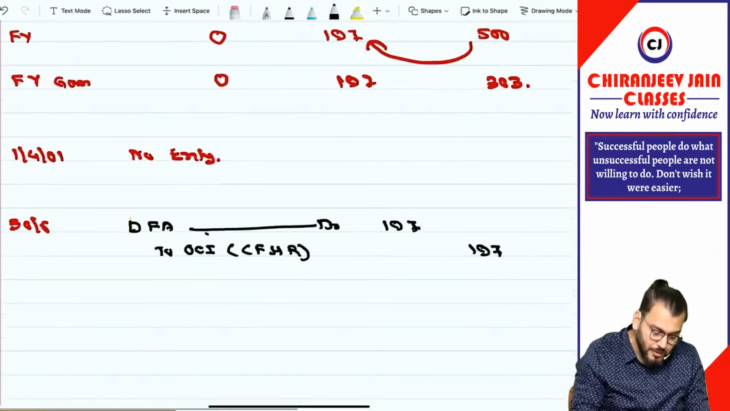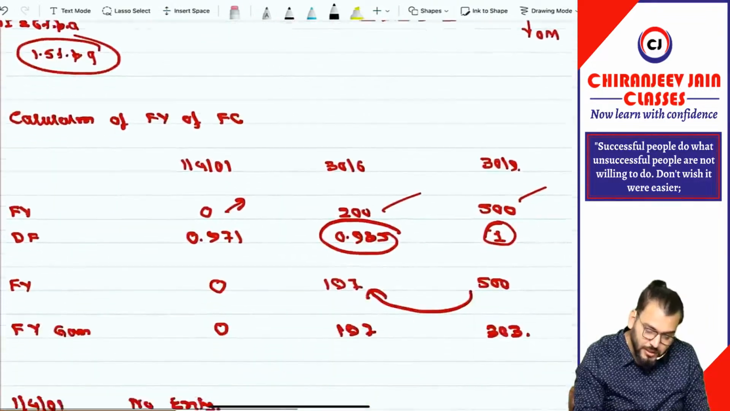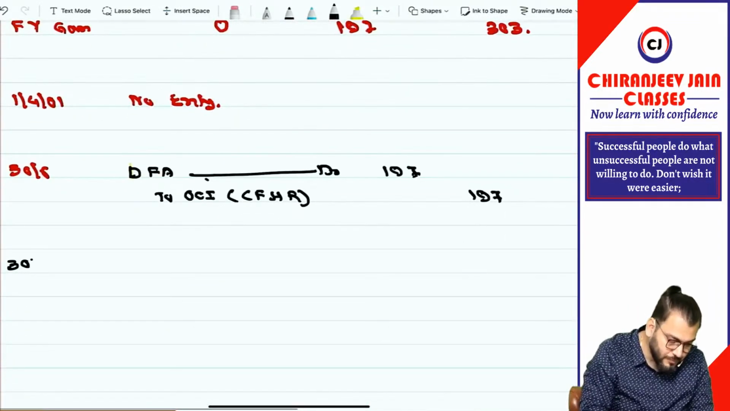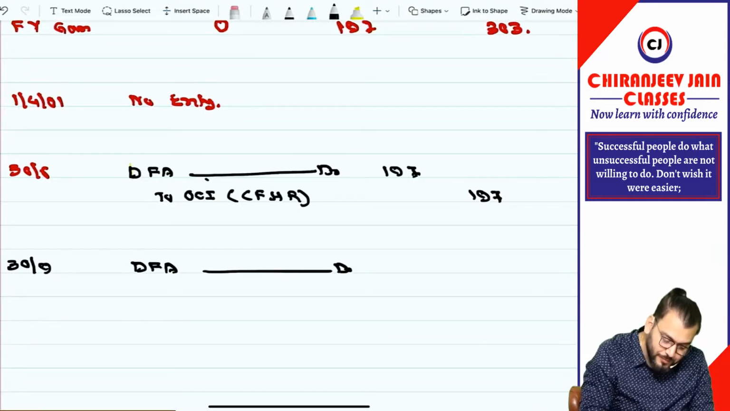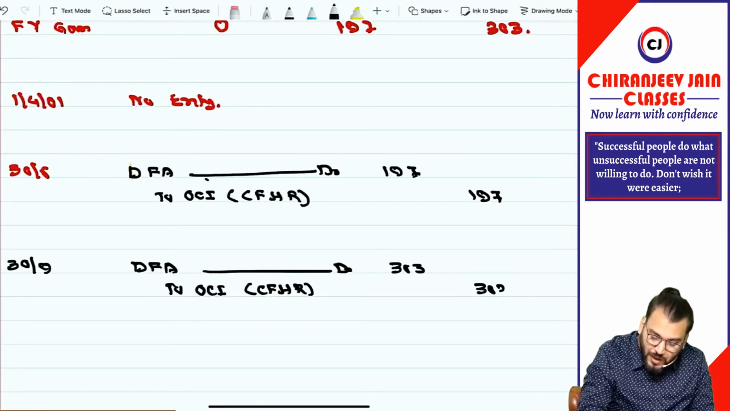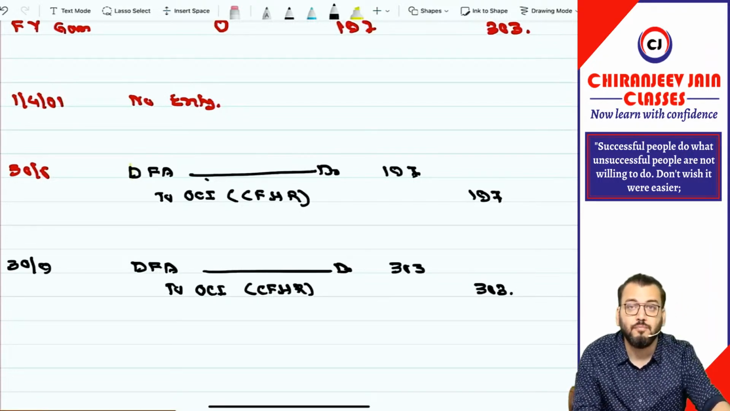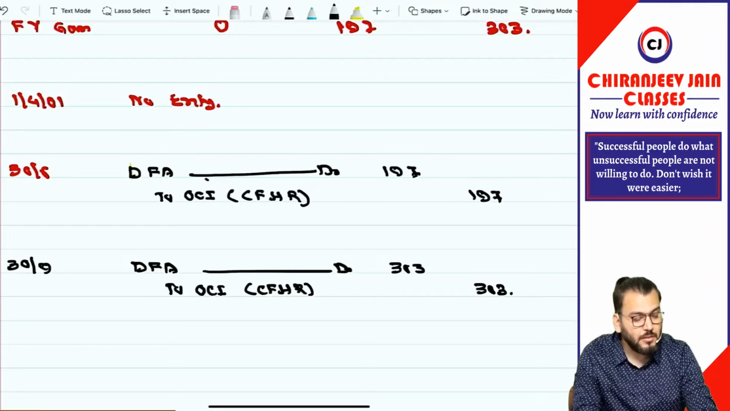This was 30th June, then 30th September. Once again, the same journal entry: derivative financial asset account debit to OCI cash flow hedge reserve. It will become 303. So you can see your financial asset becomes 500. Got it? Yes, sir.